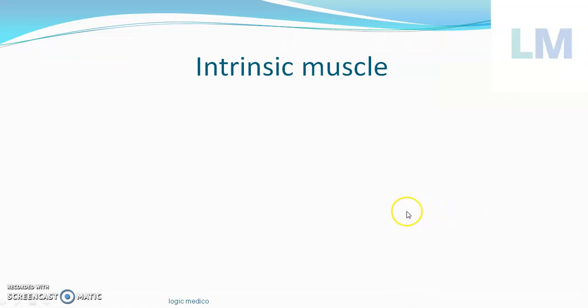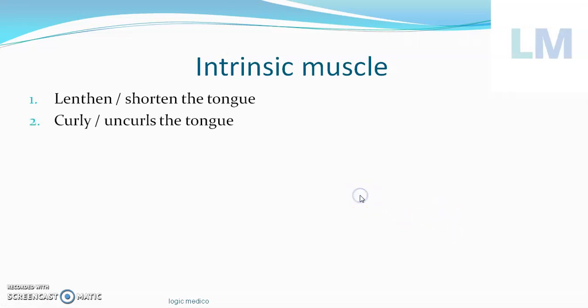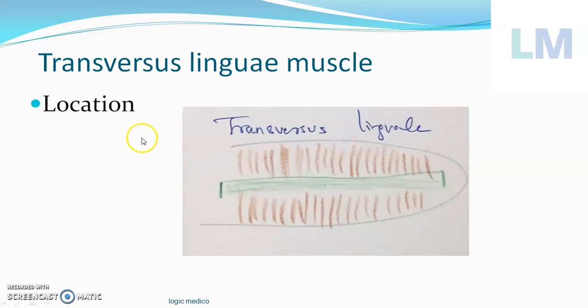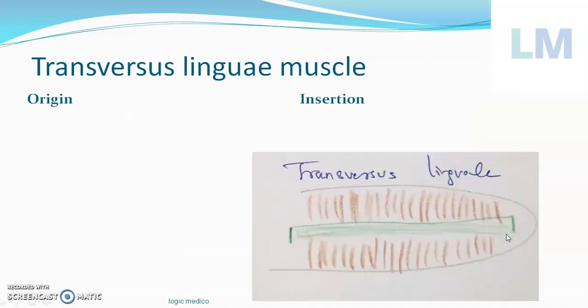Intrinsic muscles have one of the following actions. They can either lengthen the tongue or shorten the tongue, curl the tongue or uncurl the tongue. They can flatten the tongue or make it dome shaped or round the tongue. So transversus linguae is one of the intrinsic muscles. Location is obviously within the tongue. Position, it is horizontally oriented. It goes from the median fibrous septa, going like this, right? So it's horizontally or transversely oriented, therefore the name transversus linguae.